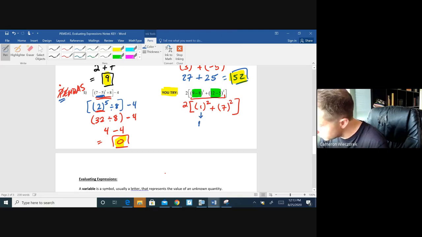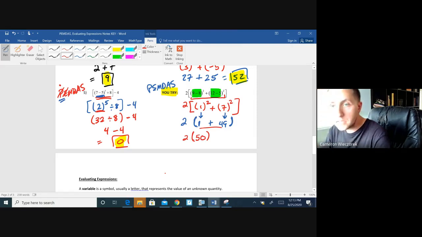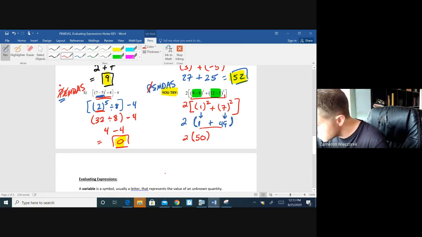1 squared is 1, and 7 squared is 49, and they're being added together. But that's still in, I'm going to change the brackets to parentheses now. They're still in parentheses. So I'm still on the P of PEMDAS. I can't do any multiplication by 2 yet. I need to add 1 plus 49. So this would be 2 times 50. Notice anytime there's a number just next to another number in parentheses, that means that they're being multiplied together. So I've done my parentheses. Now I'm going to do my multiplication. This would be 100.